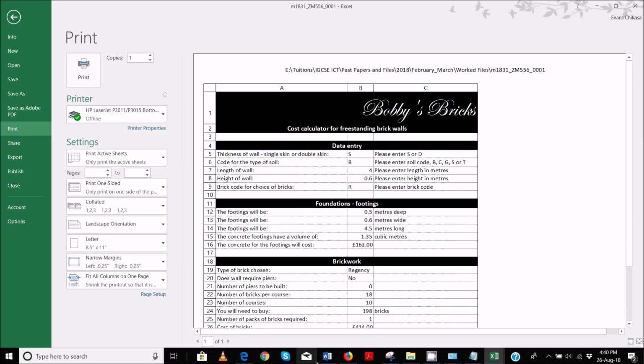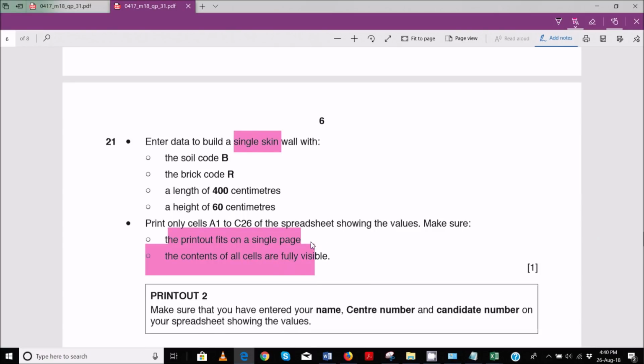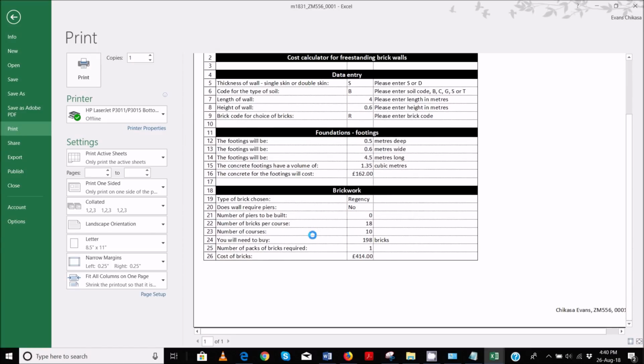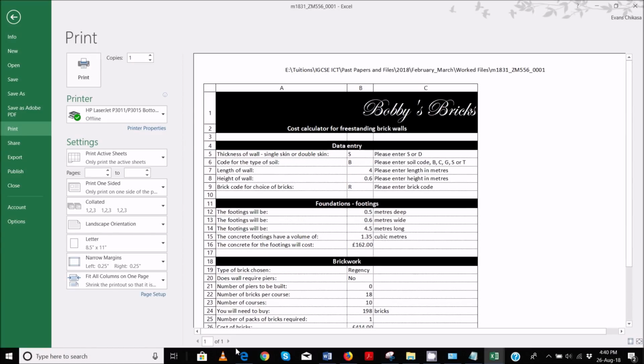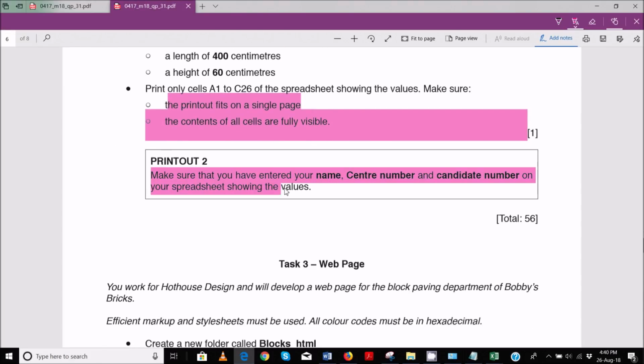But I don't know if we're told that it should be in Portrait, so just go ahead and verify if it's supposed to be in Portrait. Make sure that the printout fits on a single page and the contents are fully visible. So it's not supposed to be in Portrait, so just go ahead and print it as it is. Like this is fine, it's one page and it's fine, so go ahead and print it as it is. Okay, so that is fine. Make sure that you enter your name, center number, candidate number on your paper, and that goes with your 56 marks.